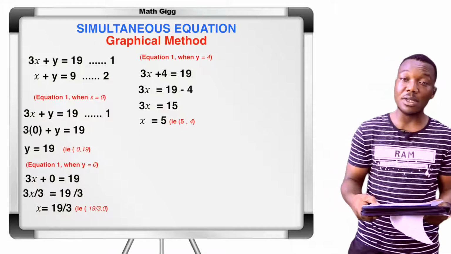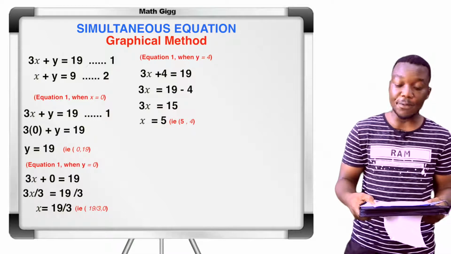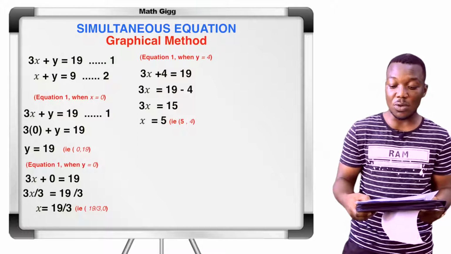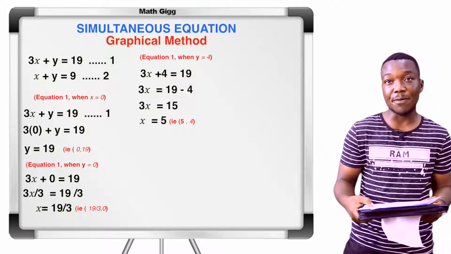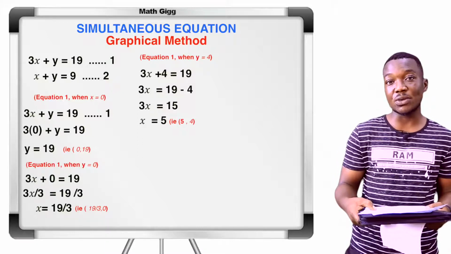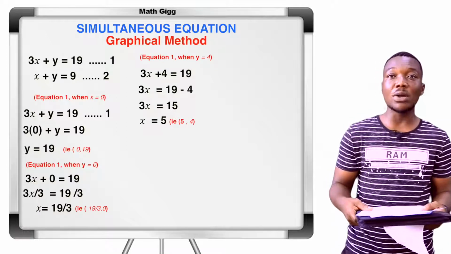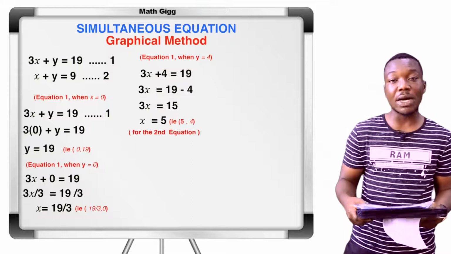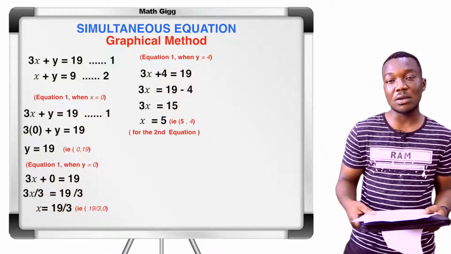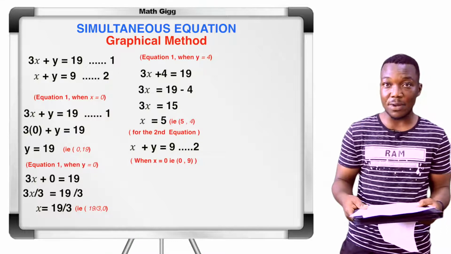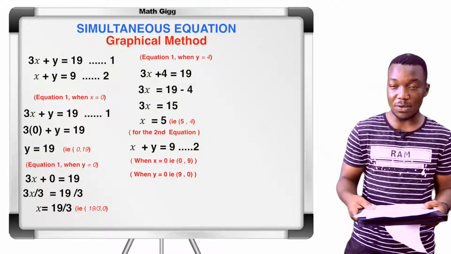Now these are the coordinates that I'm going to plot. First of all, I have plotted (0, 19) and (5, 4). For the first one, I'll draw the line that joins (0, 19) and (5, 4). And I'll write the name of the equation on the line. Don't forget that. That is for the first equation. Then for the second equation, we have x plus y is equal to 9. You do the same thing. If you do it rightly, you are going to get (0, 9) for the first coordinate and (9, 0).